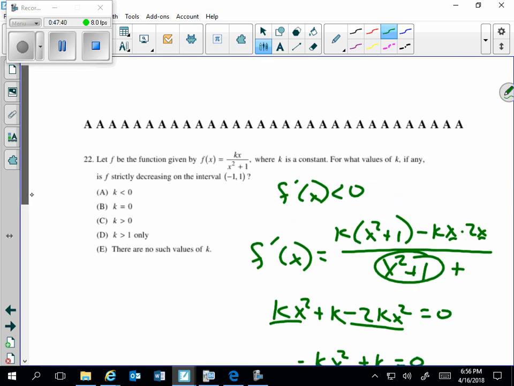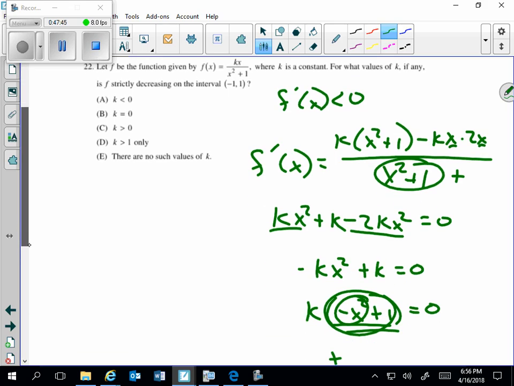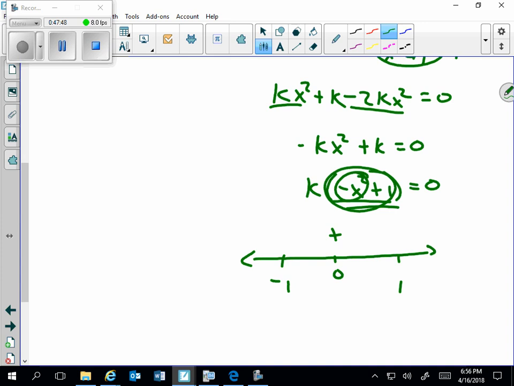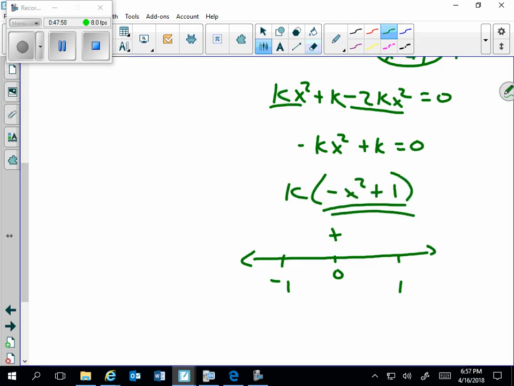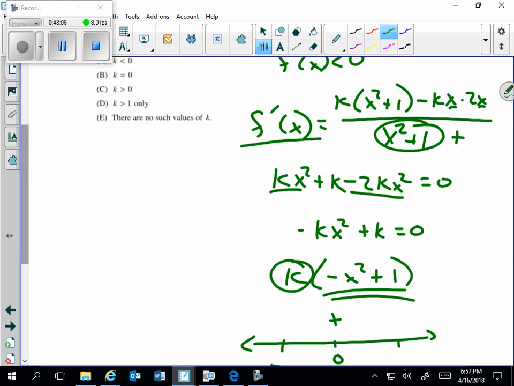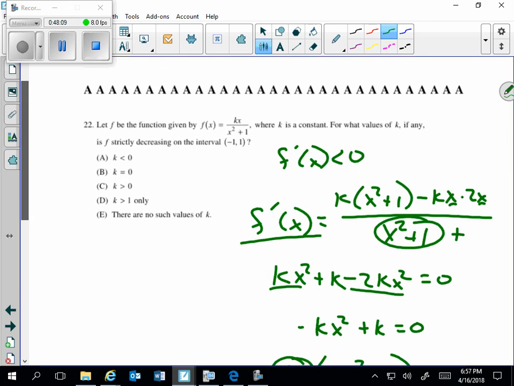For what values of k is it strictly decreasing? So in that interval, we're saying this is always positive in the designated interval. So what does k have to be in order for this derivative to be negative? K has to be less than 0, right? Okay. I think that was it.